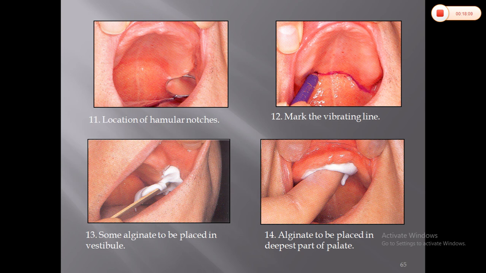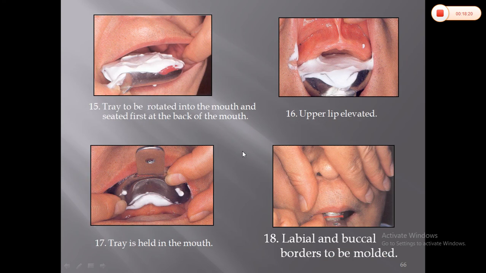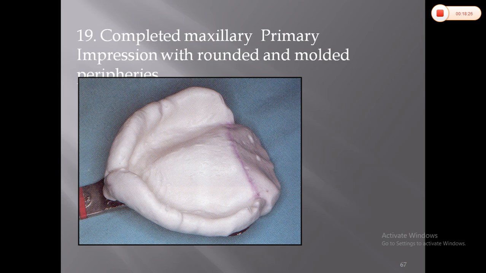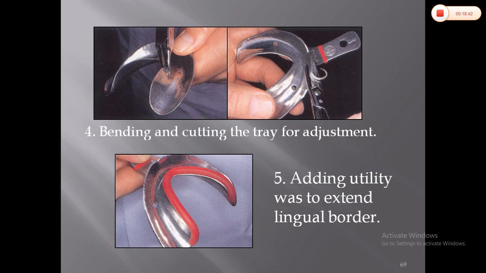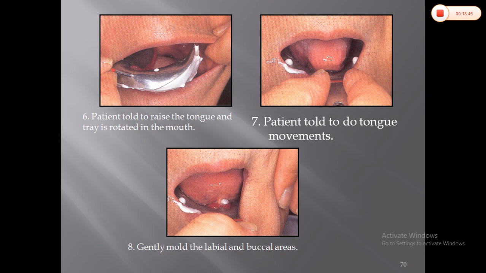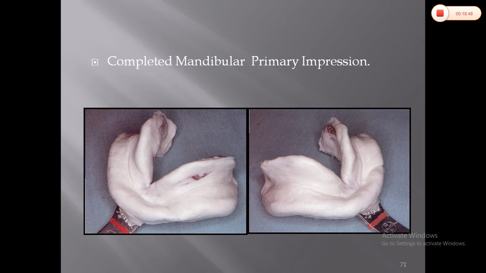You can record the posterior extension with indelible pencils, and then make the impression. This is complete. The posterior border marked on the patient is transferred to the impression which you made. For the mandible, in the same way, the distal part is recorded. Any modification is to be done in the finished impressions.